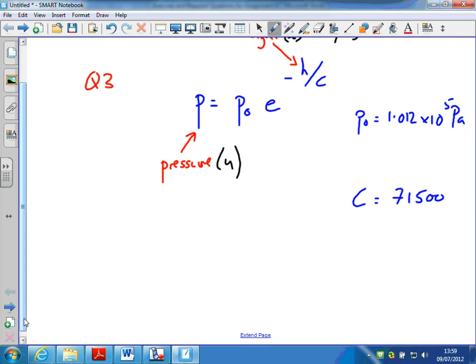So what would I type into Autograph? I type in y equals 101,200, which is what 1.012 times 10 to the 5 is, e to the minus, and then I put in the bracket x over 71,500. You could put the minus inside the bracket as well.